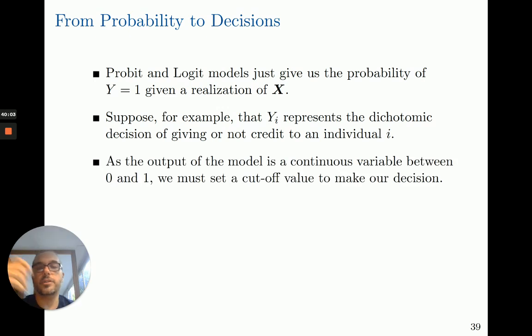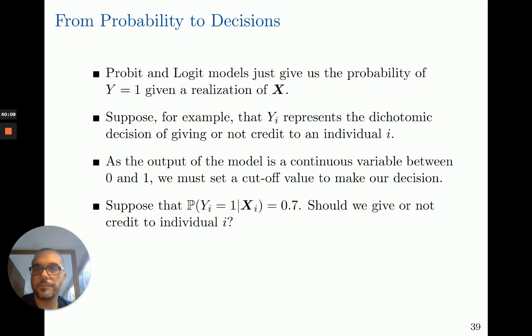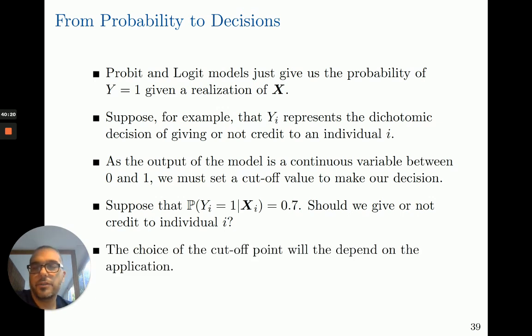As the output of the model is this continuous variable between 0 and 1, we must decide the cutoff value to make our decision. Okay? And suppose that we estimate this probability equals 0.7. Should we give or not credit to this individual? Okay? So the choice of the cutoff point will depend on the application.